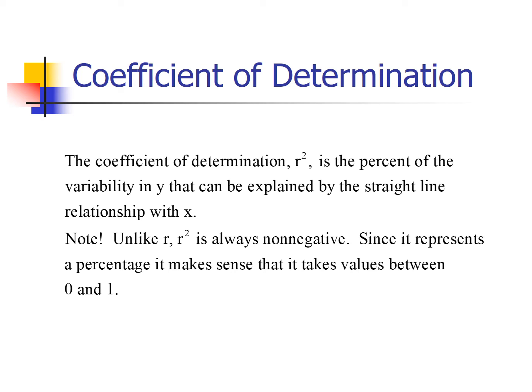Sometimes it's just abbreviated as the percent of variability in y explained by x. Note that unlike the correlation, r squared is always non-negative, because when you square something negative, it becomes positive. Since it represents a percentage, it makes sense, and we can show, that r squared will always take values between 0 and 1, just like a percent would.